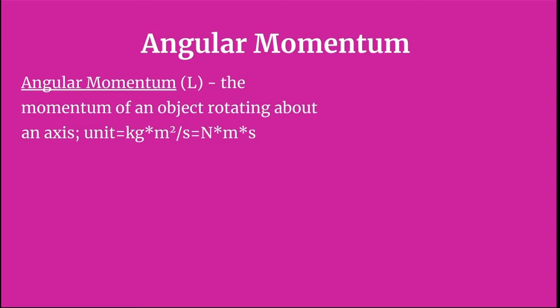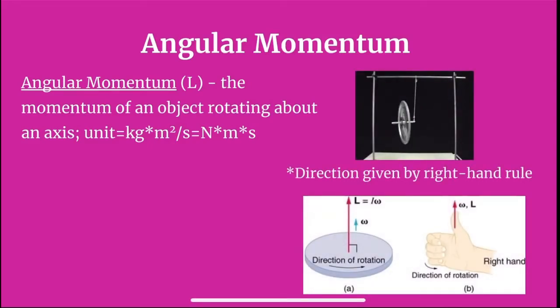Intuitively, we know that a spinning top has momentum that makes it keep spinning. The only tricky part of this is the direction. Angular momentum follows the right-hand rule. It means that if you take your right hand and wrap your fingers around the axis of rotation so that your fingers curl in the direction of rotation, your thumb will point in the direction of L, the angular momentum.